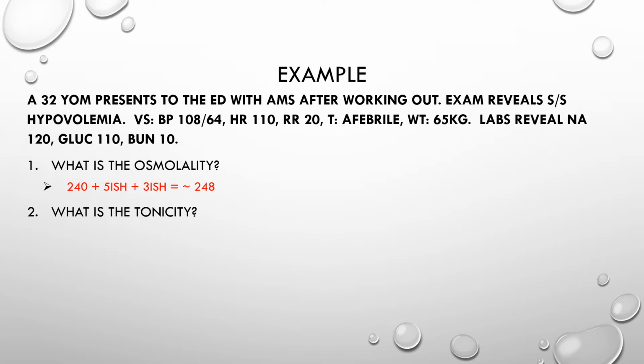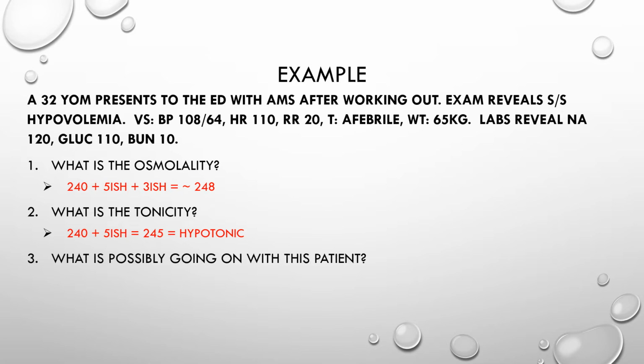So then what would the tonicity be? Remember, tonicity is just the sodium and the glucose in that formula. So this would be around 240 plus 5-ish or so for the glucose divided by 20. So it would be around 245. So you can see it's really not that much change from the osmolality, and then you know that the patient is hypotonic. So what is possibly going on with this patient?